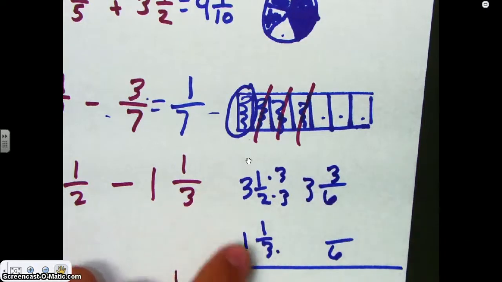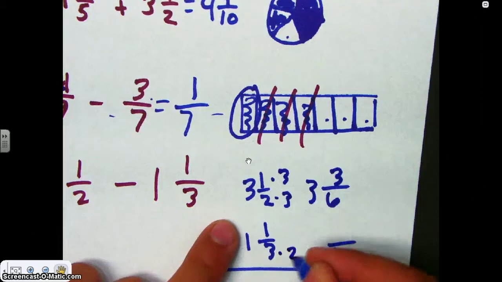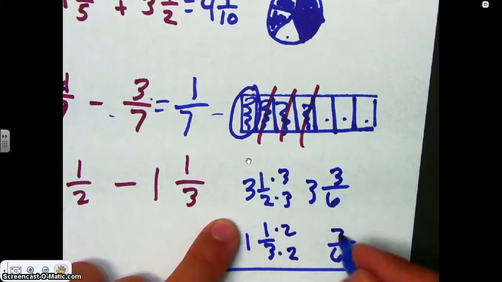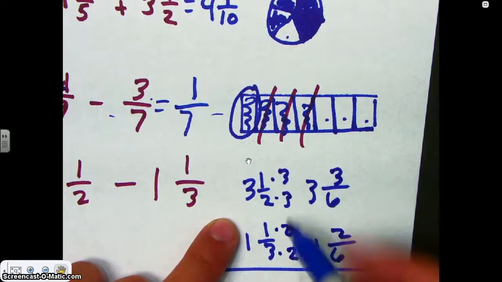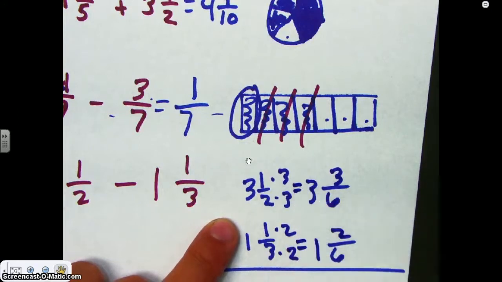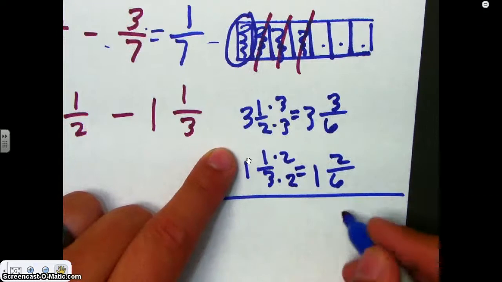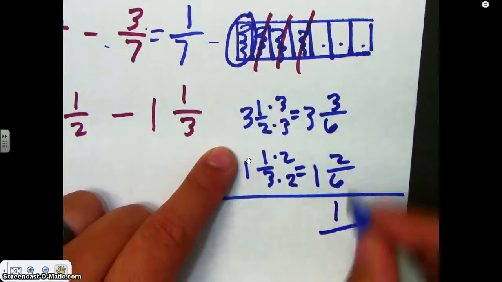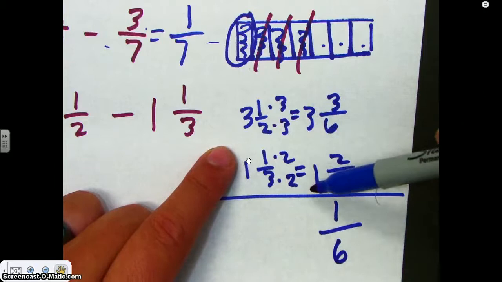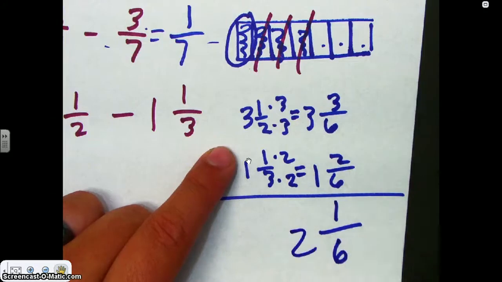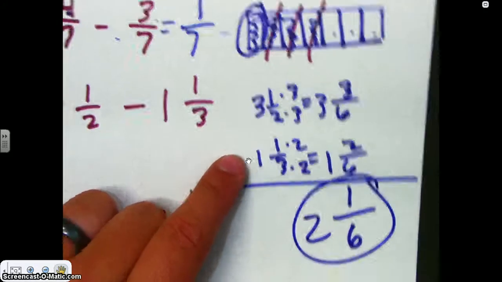Well, what times 3 makes 6? Well, 3 times 2. Do the same thing at top, and that gives us 2. 2/6. Now we'll just subtract our numerators. 3 minus 2 is 1. Denominator stays the same, stays a 6. And then we have our 3 minus our 1, which is 2. And that does not simplify, so 2 and 1/6.